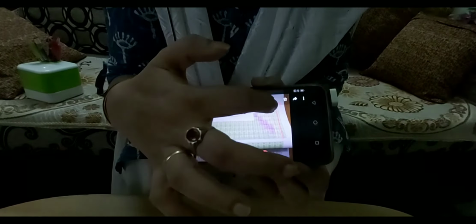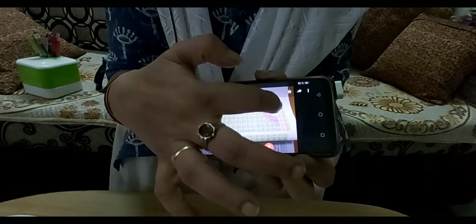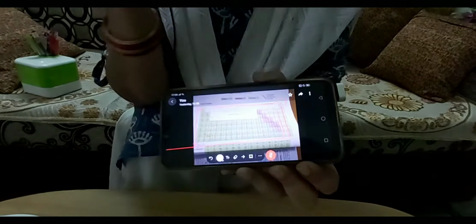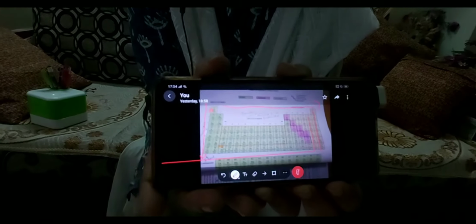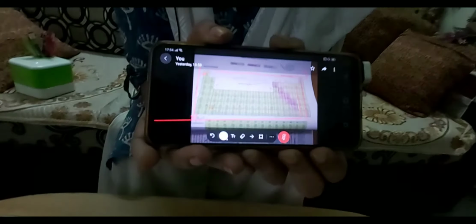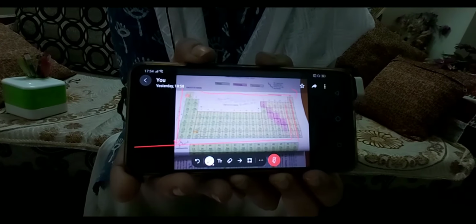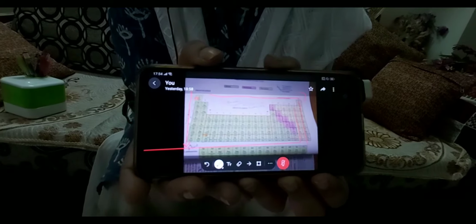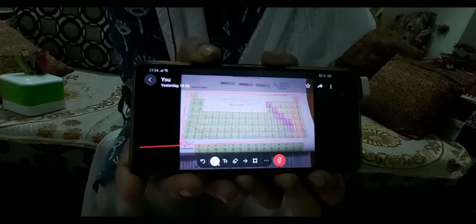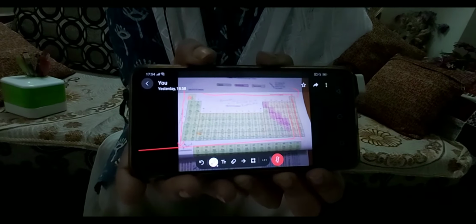Now, if you come to group 17, if you are able to see, it consists of elements chlorine, fluorine, bromine, iodine, astatine. They are called as halogens.